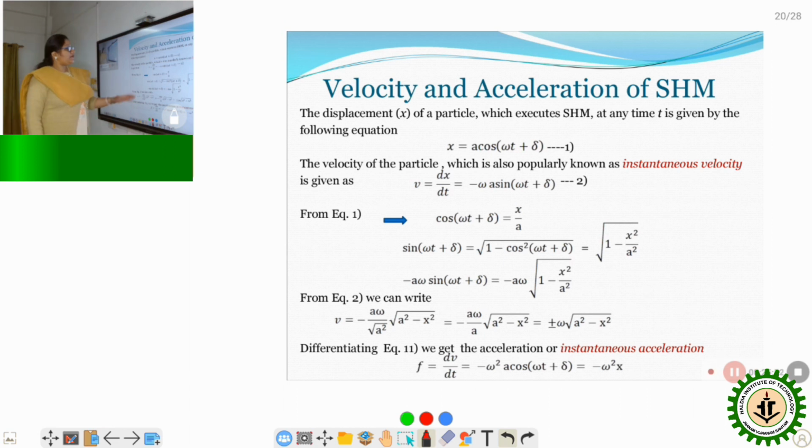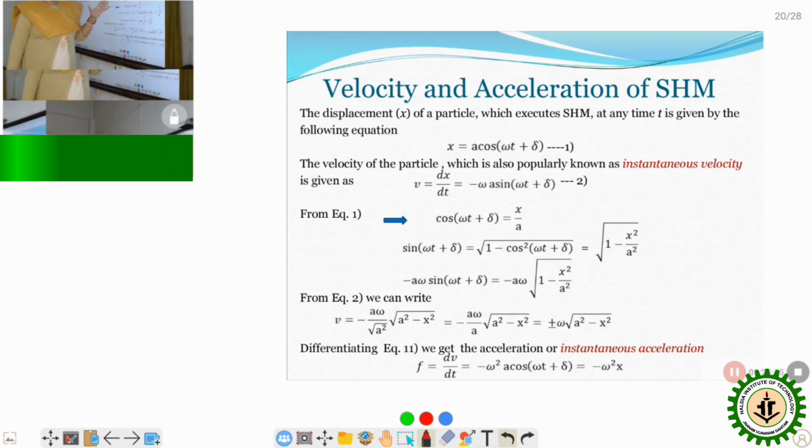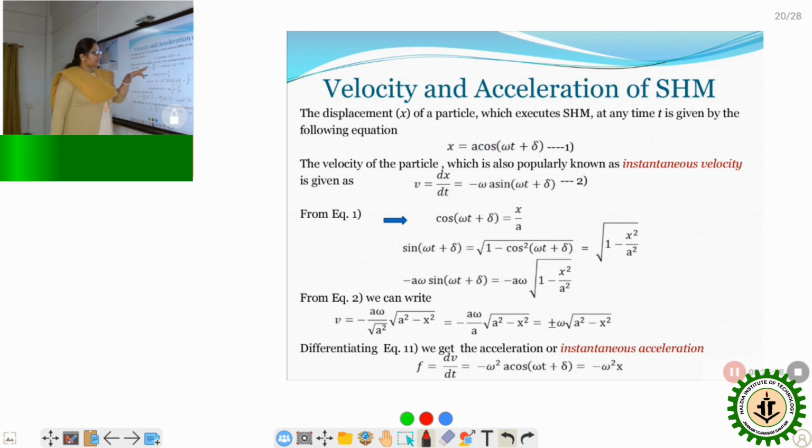Next, if we know the displacement, then we can easily calculate the velocity. Velocity is basically the first order derivative of displacement with respect to time. When we take the derivative of the cosine function, that will give you a minus sign, and here is the omega coefficient. So here is minus omega a sin(omega t plus delta).